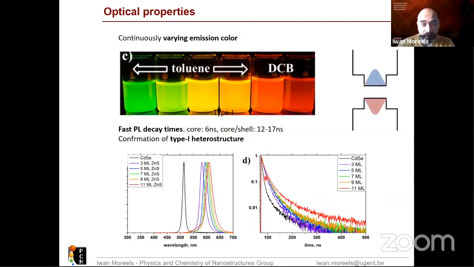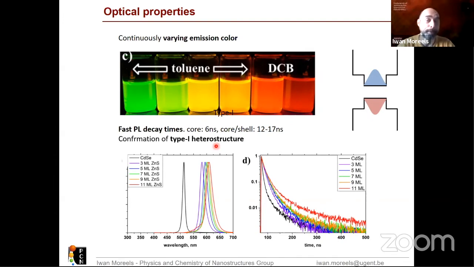Now, the fluorescence didn't increase much. You see some effect of carrier trapping here at some point by an increase of this tail when the shell is very thick, but overall the initial decay didn't change much. So the fact that it didn't change much confirmed that we still had a type 1 heterostructure. It was not a type 2 or a quasi-type 2, but still the color changed.